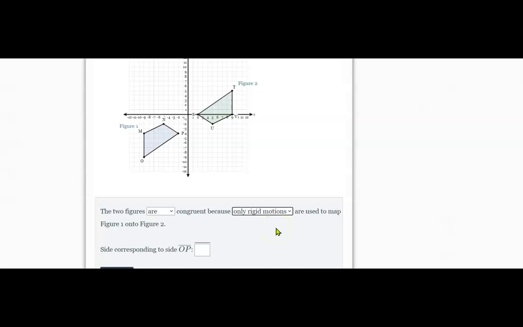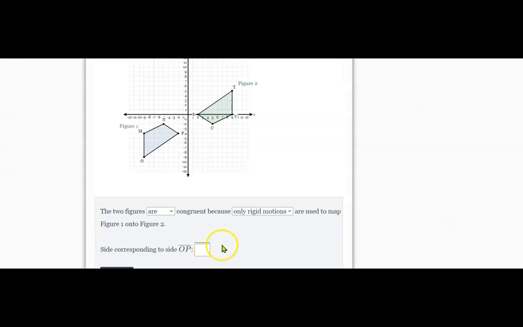If something is not a rigid motion, like let's say I had a triangle, and I draw that triangle again, and I slide it over this way, but I make it bigger, that's not a rigid motion. If you change size, it's not a rigid motion. But this is the same size, so only rigid motions are used.